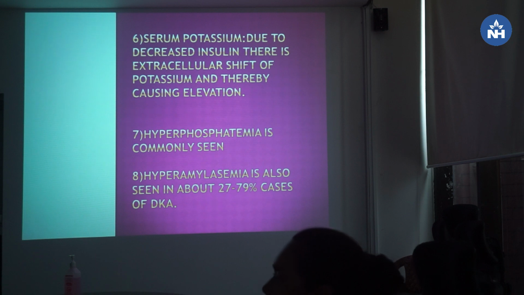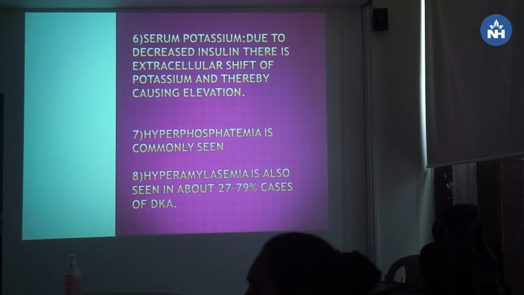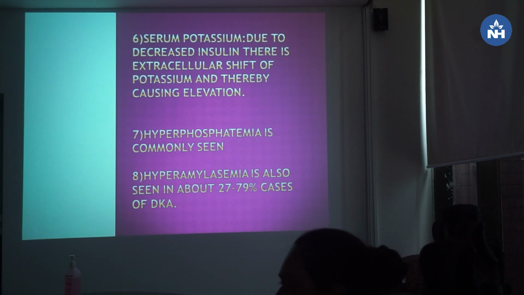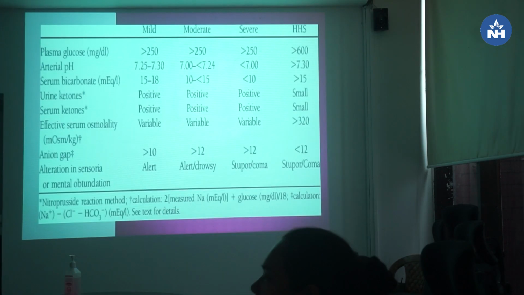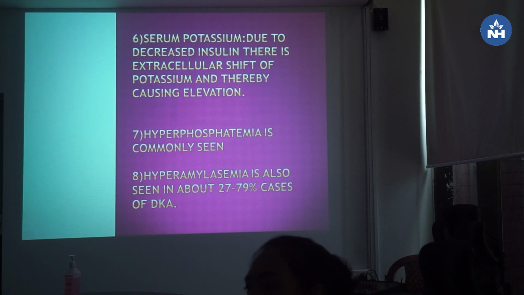Serum potassium: due to decreased insulin, there is extracellular shift of potassium, thereby causing its elevation. Hyperphosphatemia is also seen. Hyperamylasemia is seen in 27 to 79% of cases of DKA. You might confuse it with pancreatitis, but no, it's not that. Where is this amylase from? In DKA, yes, sir. That amylase is which one? It's not pancreatic.